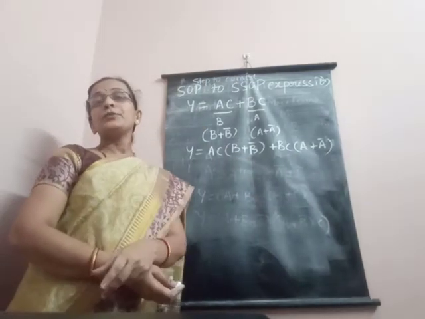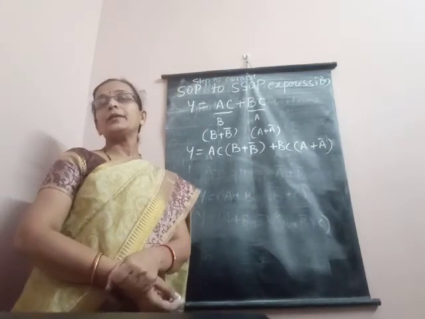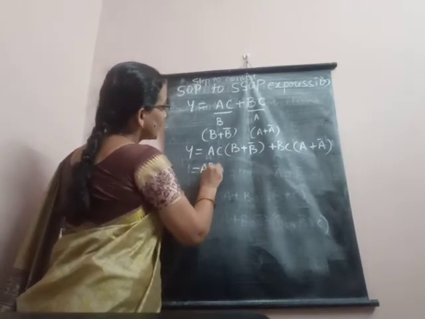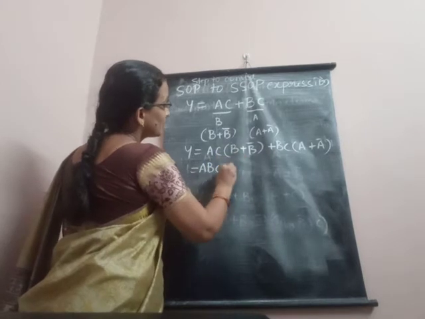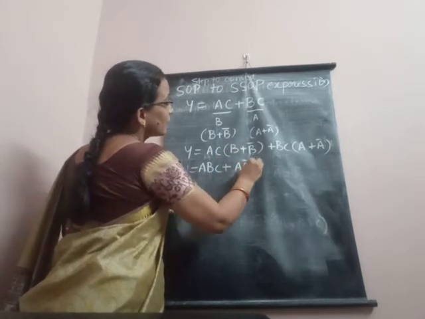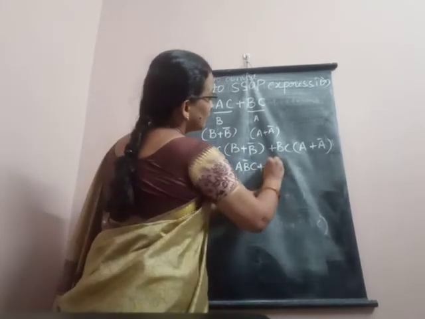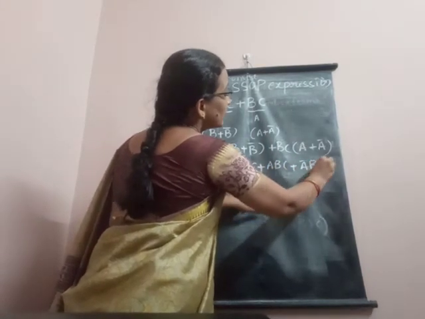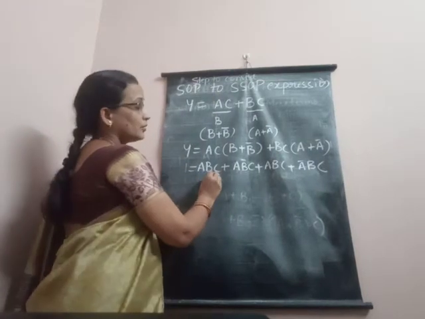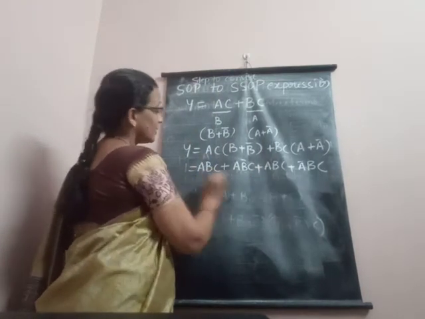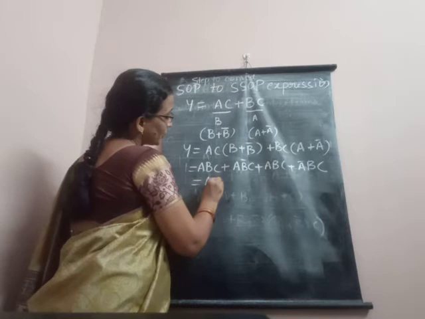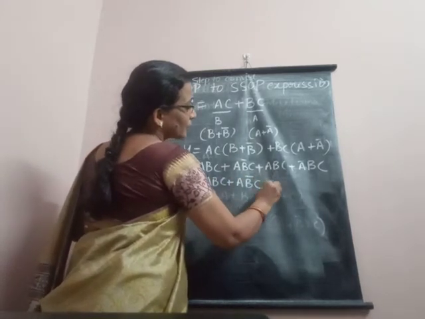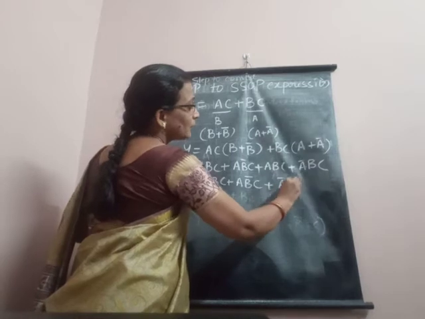Fourth step is to expand the term applying the property of distribution. That means we have to write ABC plus AB bar C plus ABC plus A bar BC. Okay. We know that according to OR law, A plus A is A only. So I am writing only one ABC plus AB bar C plus A bar BC.